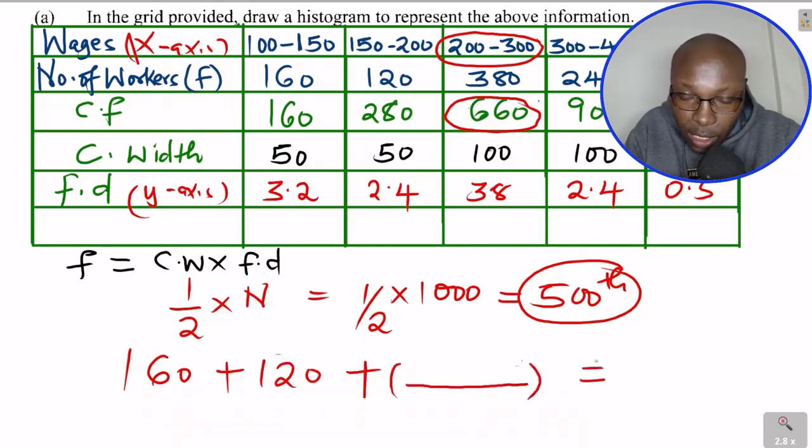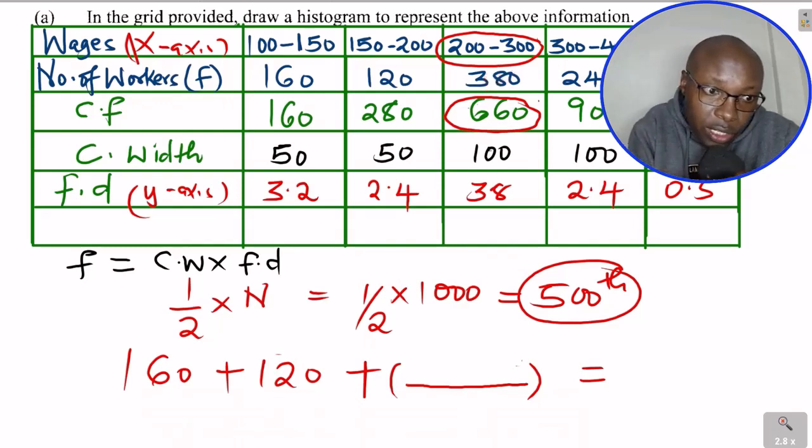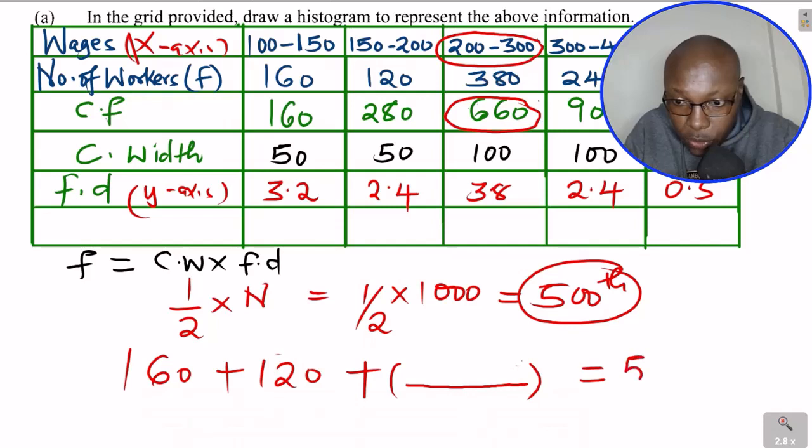for frequency, where the median class is, 200 to 300. So when you add 160 plus 120 plus another value of frequency, not 380, because when you add 380, it is going to exceed 500. There's a value of frequency that you should add here, and that should give us 500, because that is where we shall have the median.